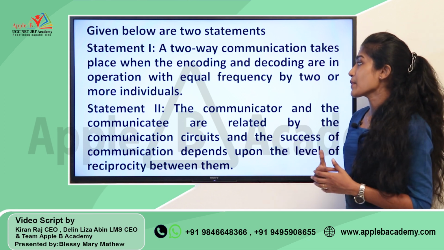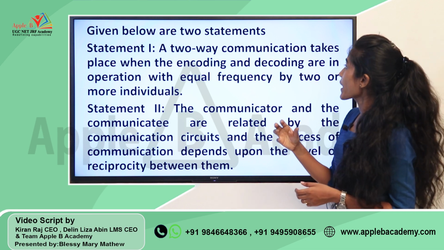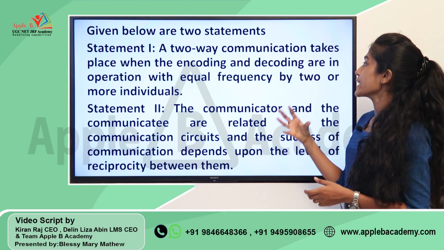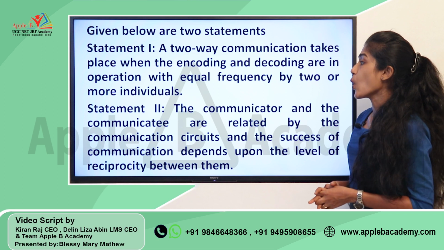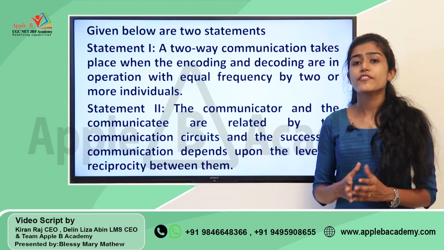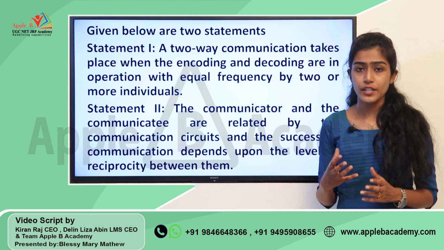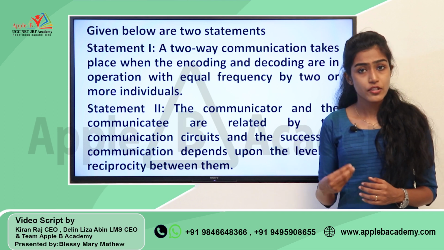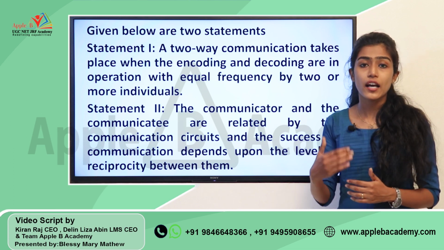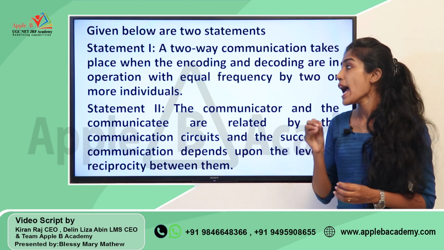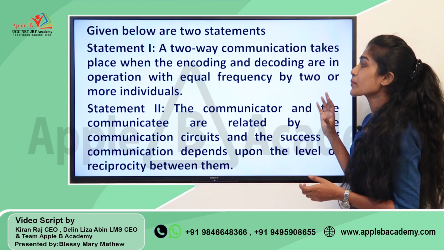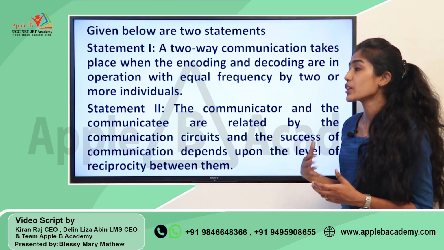So what else can be found in this particular statement? A two-way communication takes place when the encoding and decoding are in operation with equal frequency by two or more individuals. Obviously, if a communication is two-way, there are more than one person, two or more individuals should be there. And this encoding and decoding process is in operation with equal frequency.